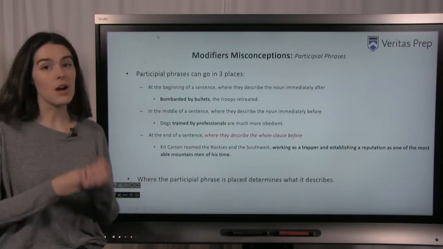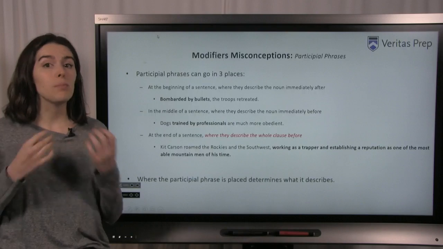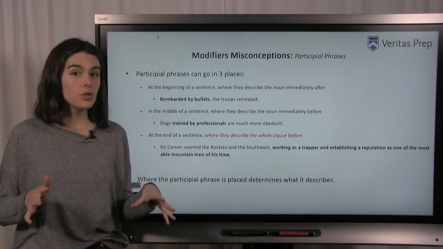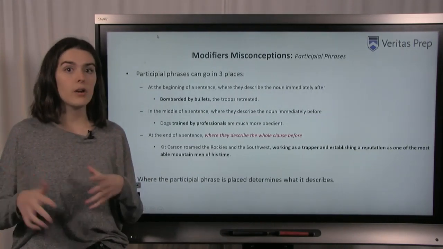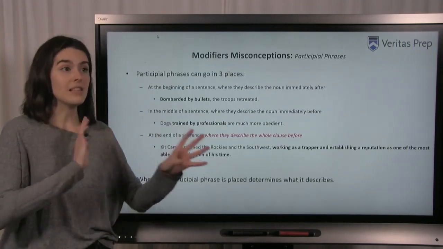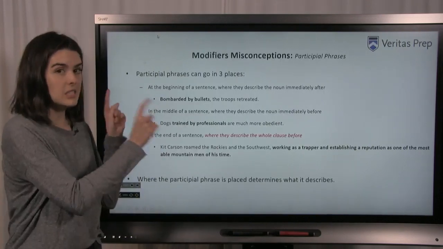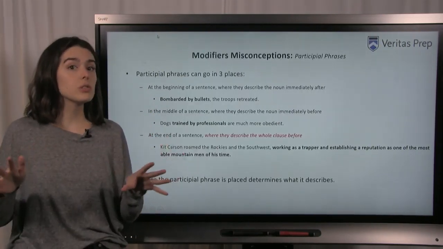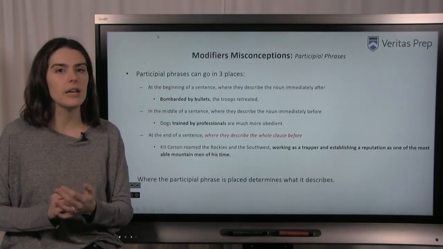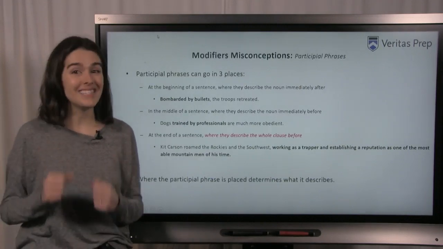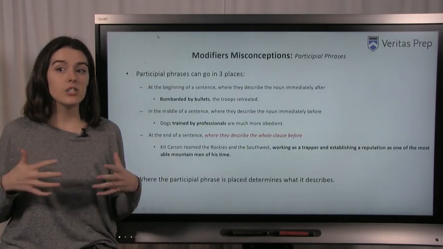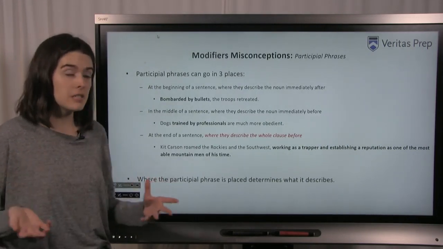So, our first modifier misconception has to do with participial phrases, or our ings and eds. Now, of these rules, this is most likely the one that you know, or that you've thought about. Folks who are talking in the chat about rearranging sentences, and the answer choices being kind of moved around, this is what this is, right? So this is the one you're most likely to already know, but it's also the most important one to know because it will 100% definitely be tested on test day. You really need to be comfortable with it. So participial phrases, or ing or ed phrases, can go in three places.